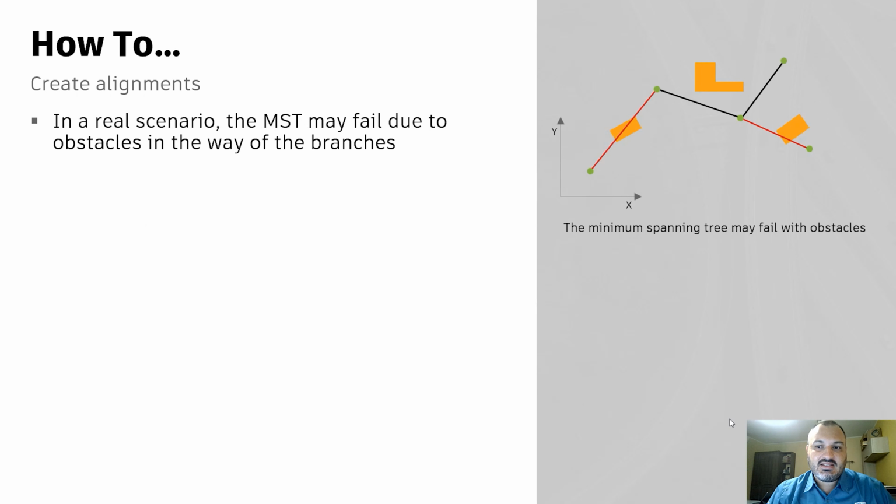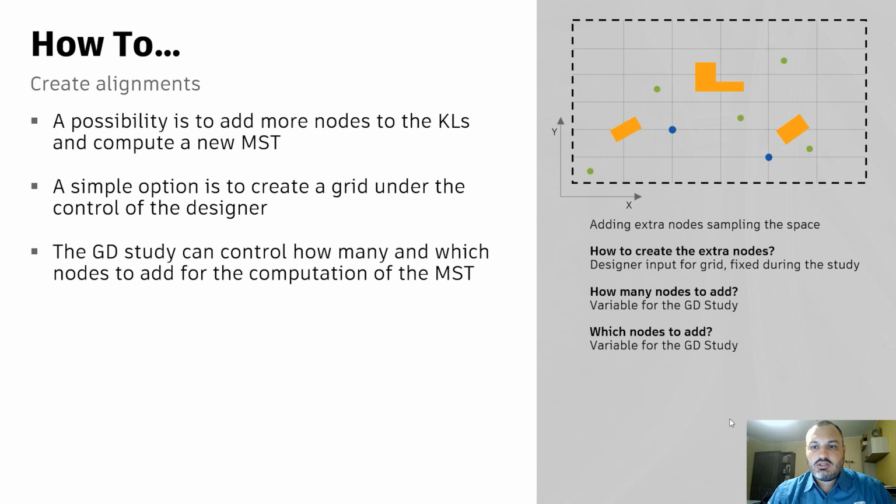And what happens in reality is that you might find that this minimum spanning tree is failing because it's intersecting with existing obstacles such as buildings. So this is where the generative design component kicks in. So what we could do is to introduce the concept of extra nodes, to add more nodes to the key locations and compute a new minimum spanning tree.